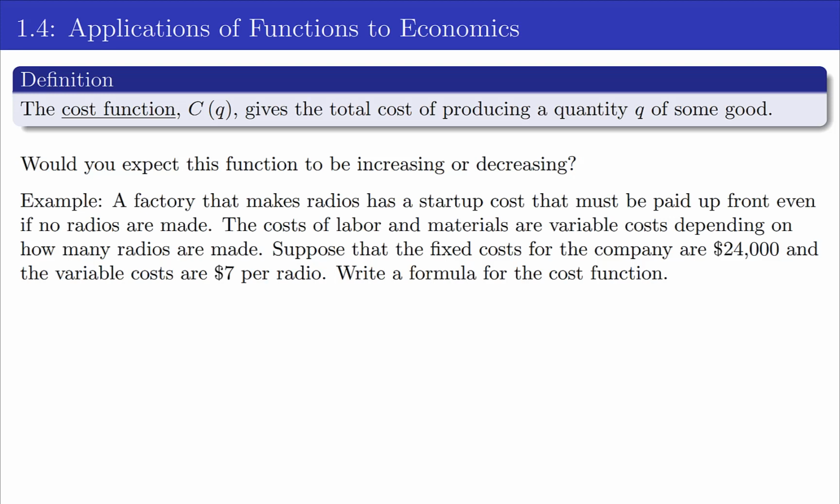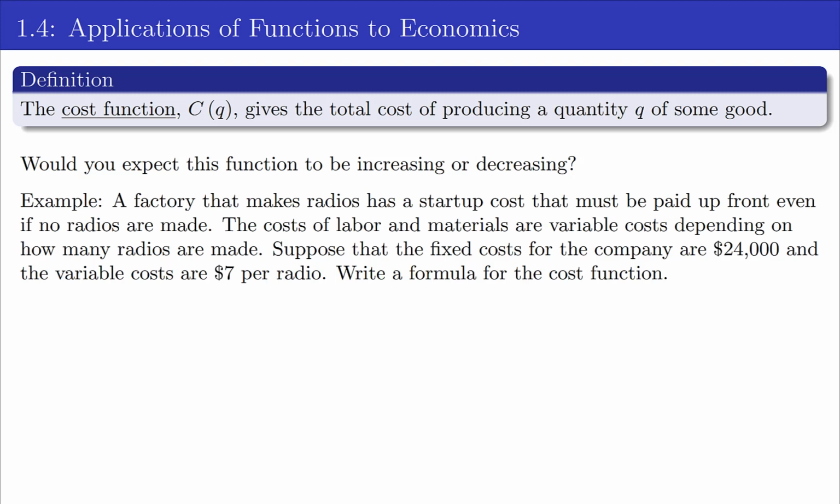In this lesson, we're going to talk about applications of functions to economics. Let's start off with the cost and revenue problem. The cost function gives us the total cost when we produce some quantity of a good. This is different from the cost per item. This is the total cost. So when we produce Q items, C of Q tells us how much it will cost us.